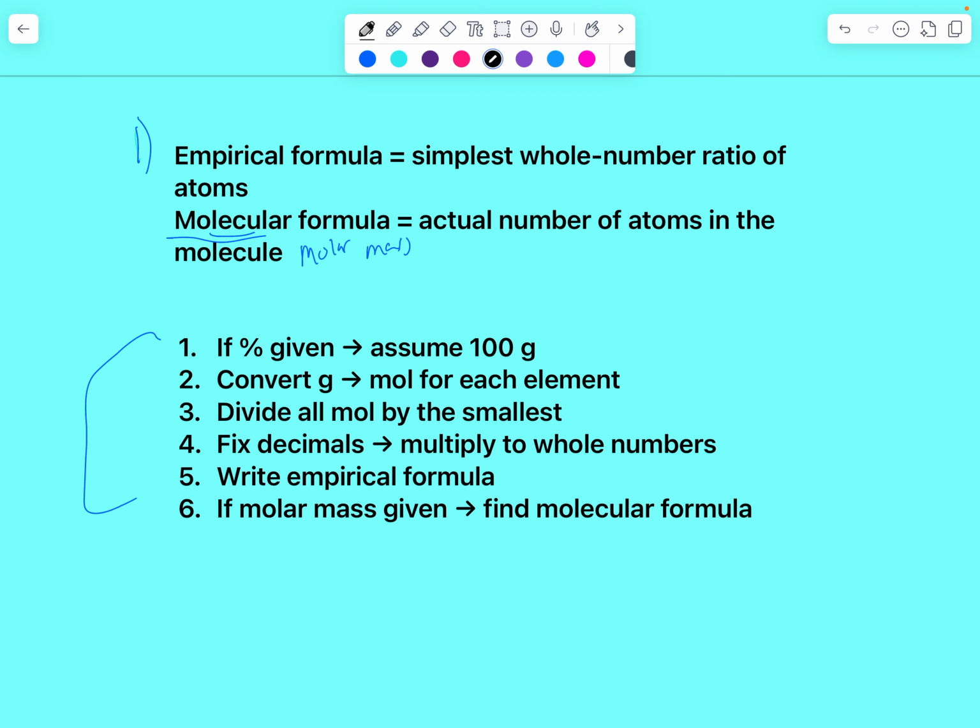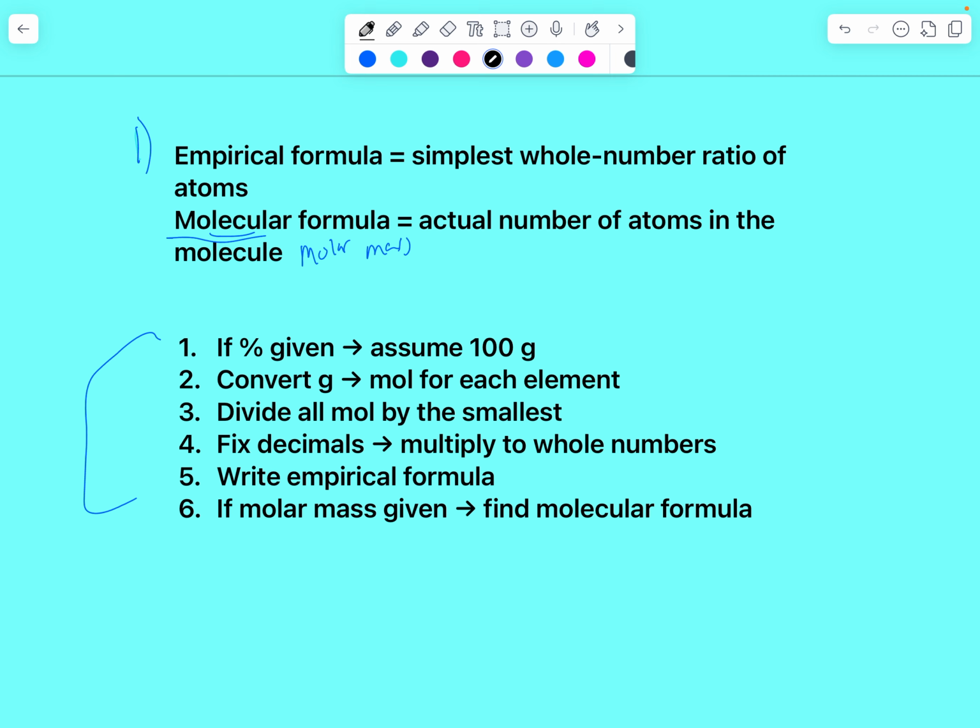So, empirical formula is the reduced ratio. Molecular formula is the real formula. We always find the empirical formula first, and only then, if a molar mass is given, we scale up to the molecular formula. Okay, these are the 6 steps in order to do it correctly.